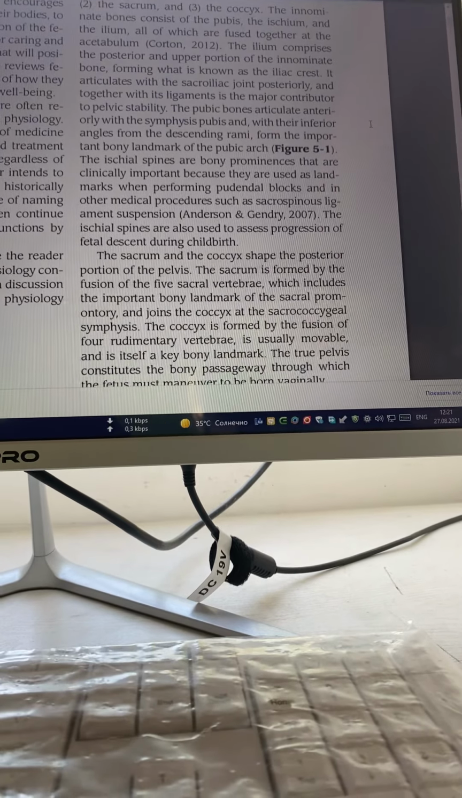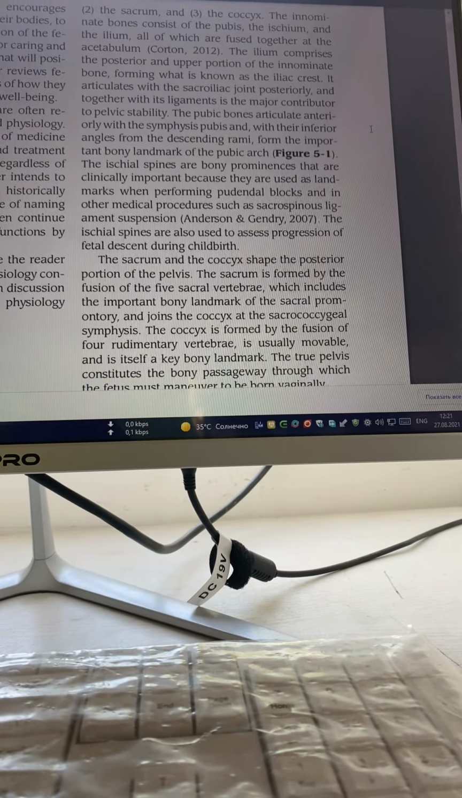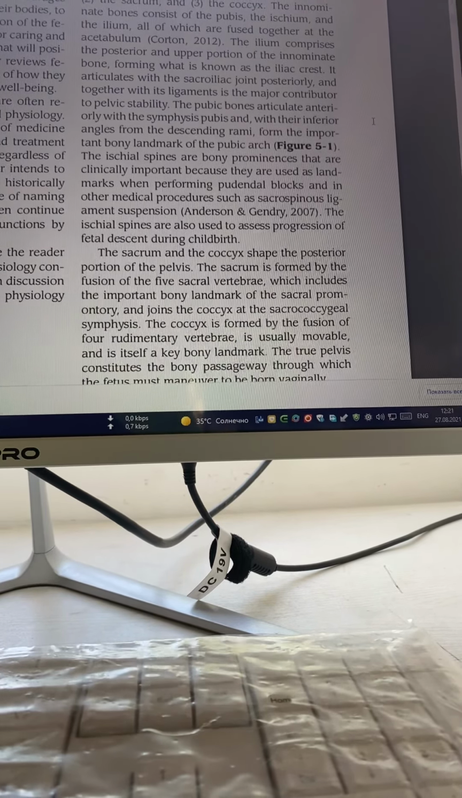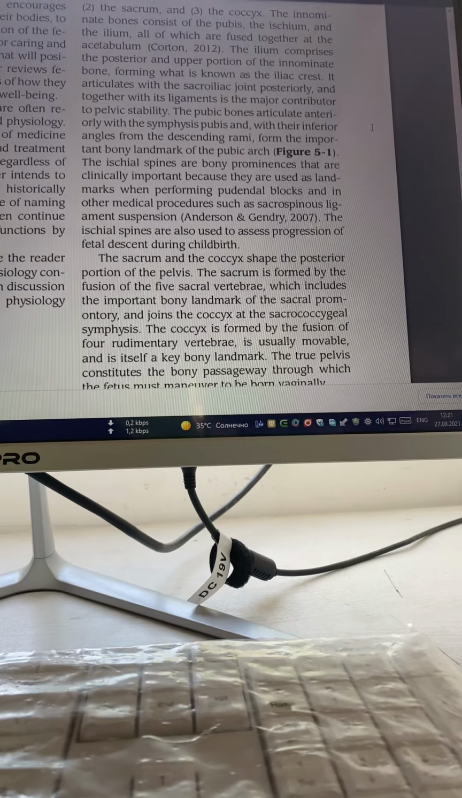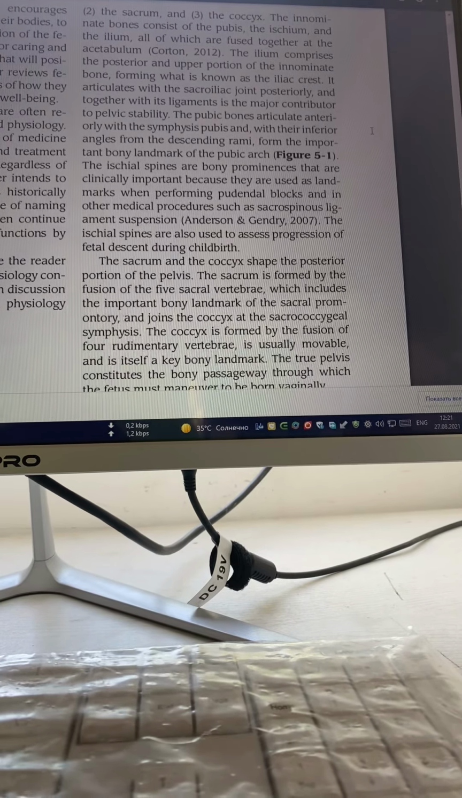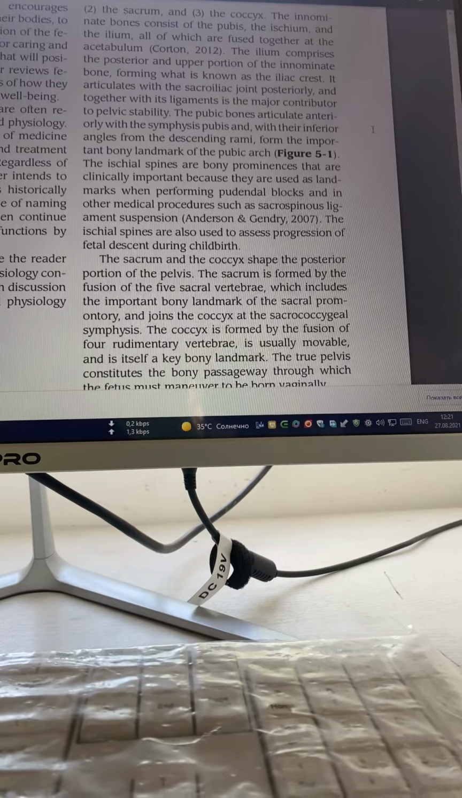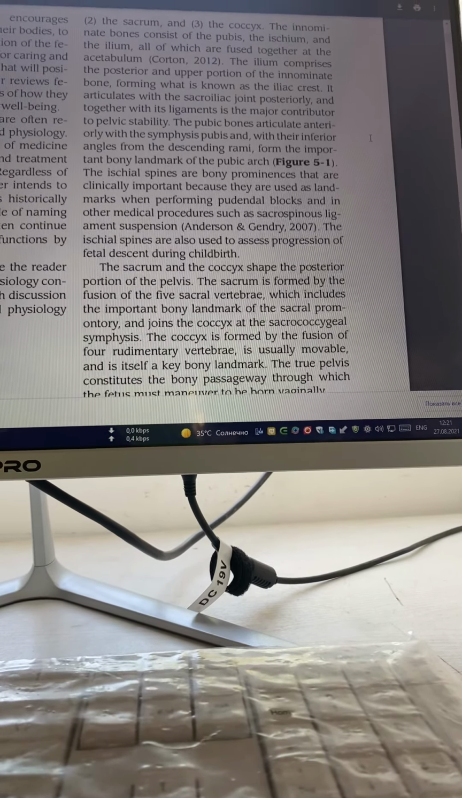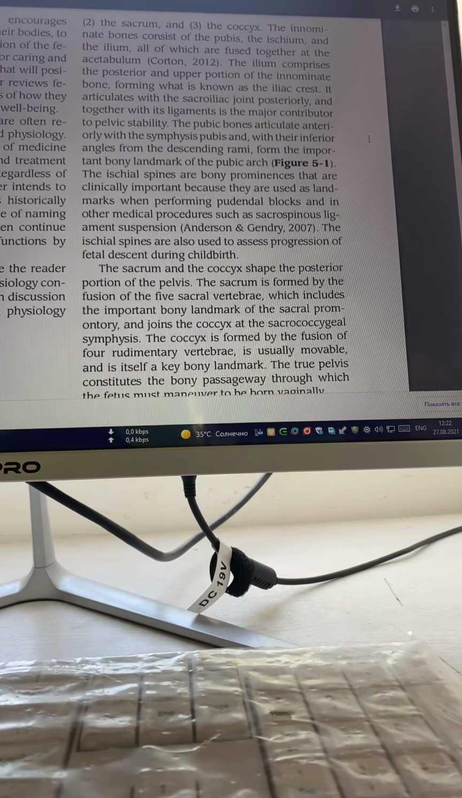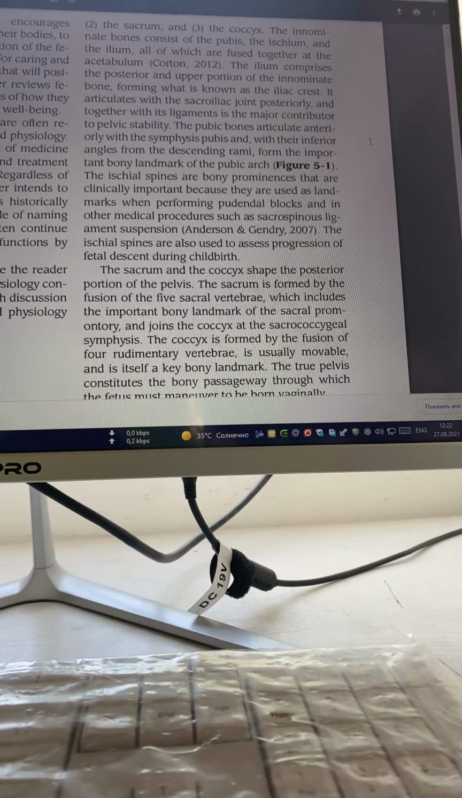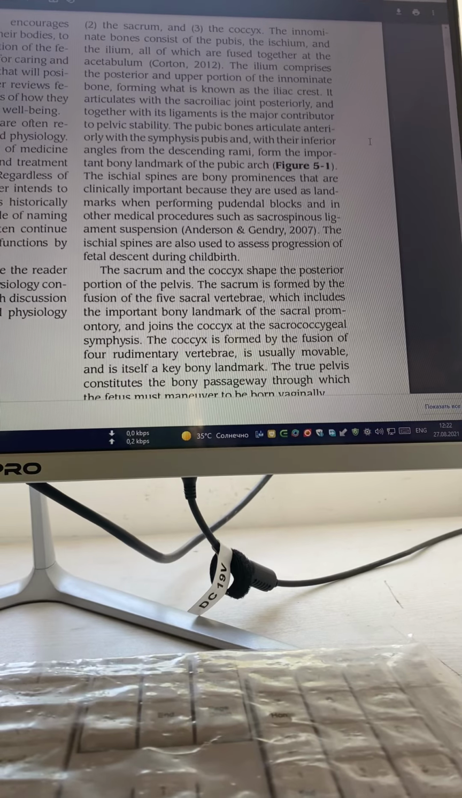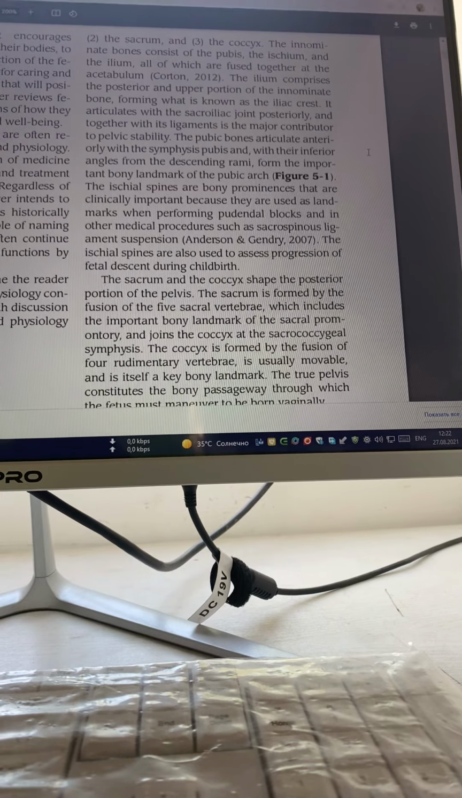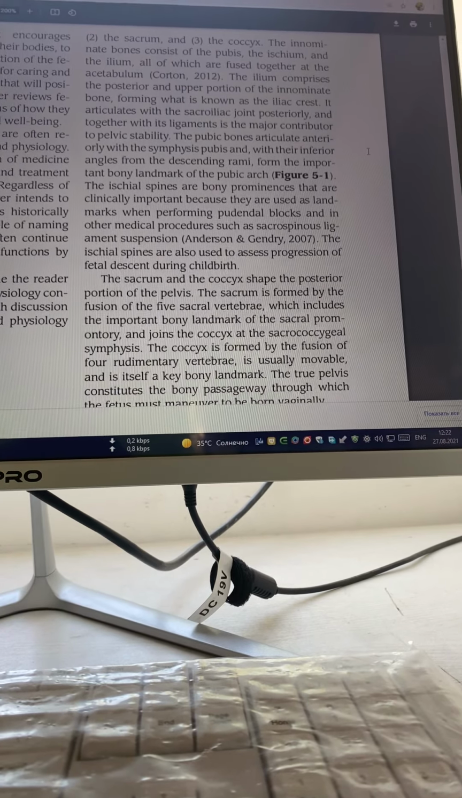arch. The ischial spines are bony prominences that are clinically important because they are used as landmarks when performing pudendal blocks and in other medical procedures such as sacrospinous ligament suspension. The ischial spines are also used to assess progression of fetal descent during childbirth.